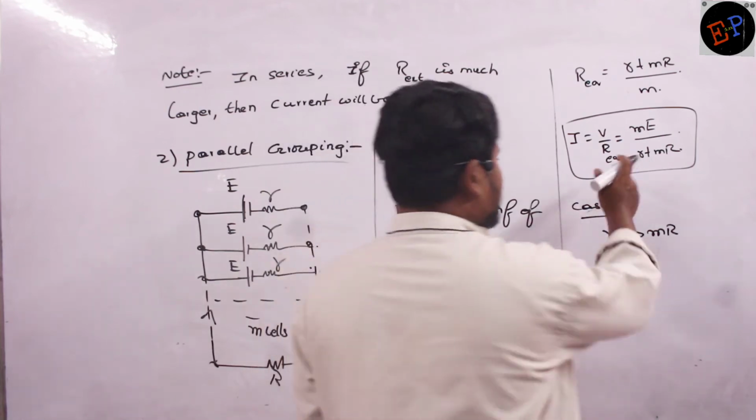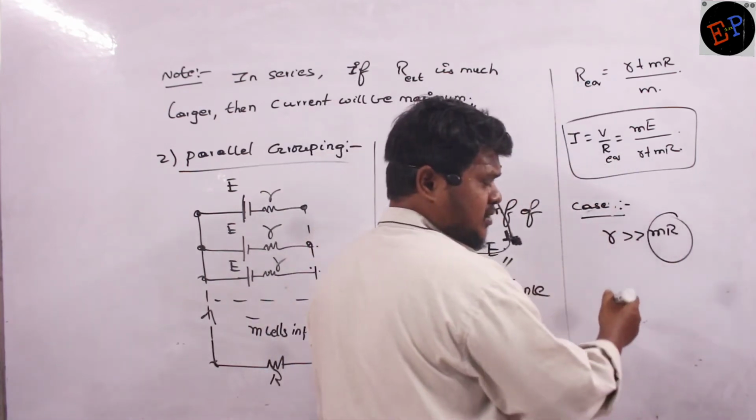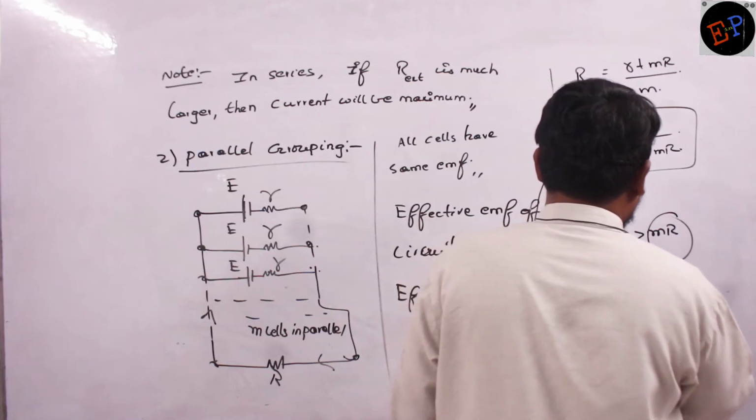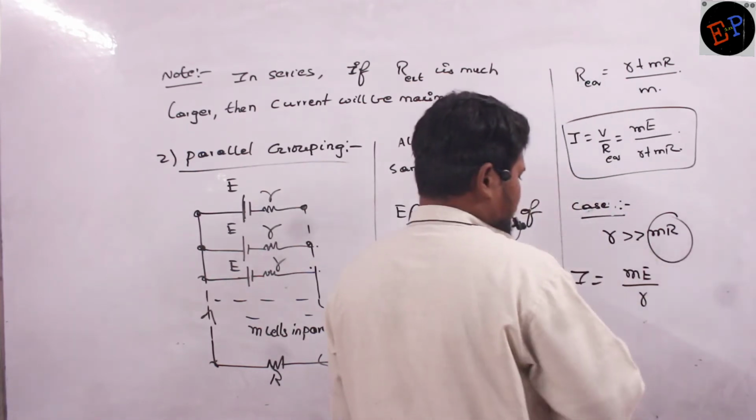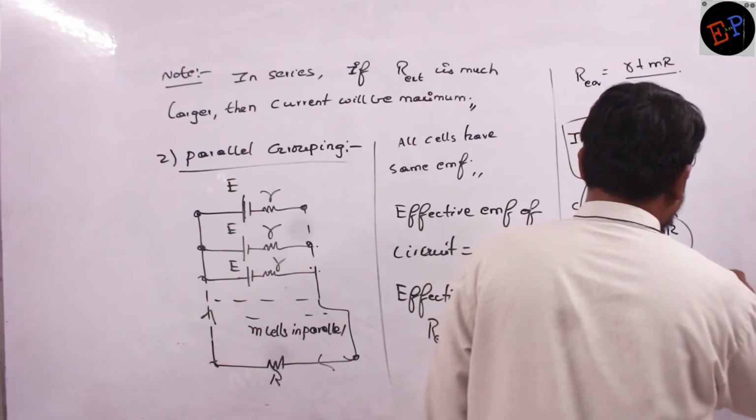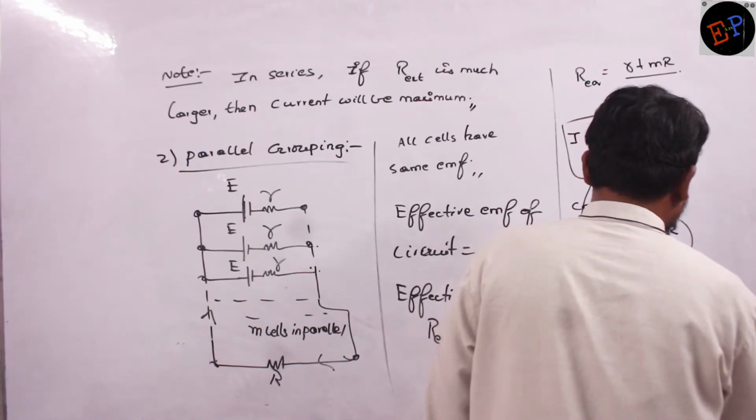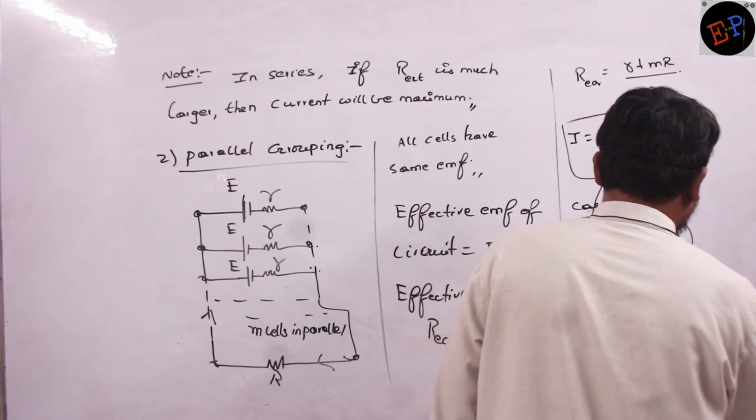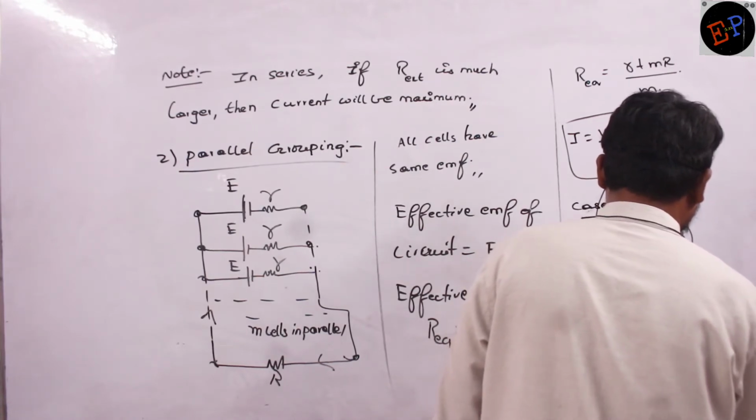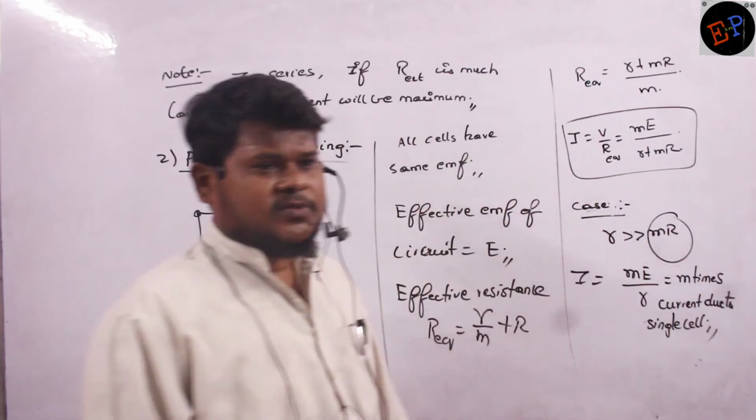Then in this condition I can neglect MR, because it is very small. So the value of I will be ME divided by R. ME divided by R means M times the current due to a single cell. So the current has increased M times.